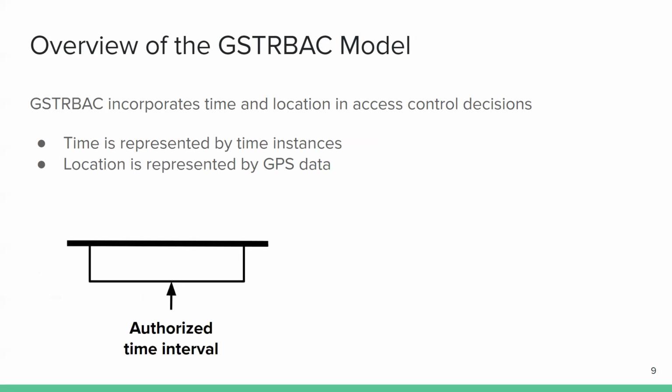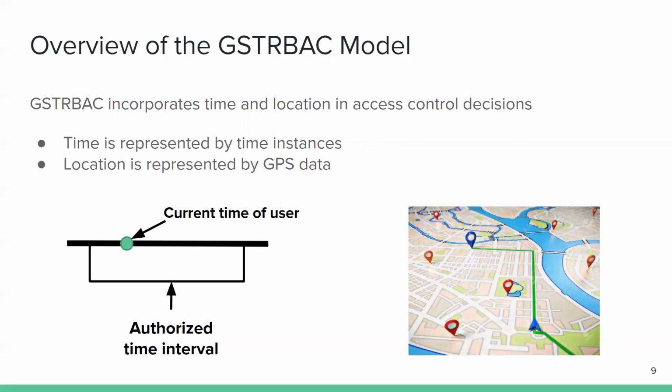Time is recognized as a time interval. What that means is, let's say a period of time from 2 o'clock to 5 o'clock. If a user tries to access the resources from within that time span, they will be granted access. Something similar occurs for location, where there's an authorized area that a user can request access from. If they request access to resources from within an authorized area, they will be granted access by the system. GST-RBAC will use both of these properties in addition to the user's role to determine whether or not they should have access to resources.